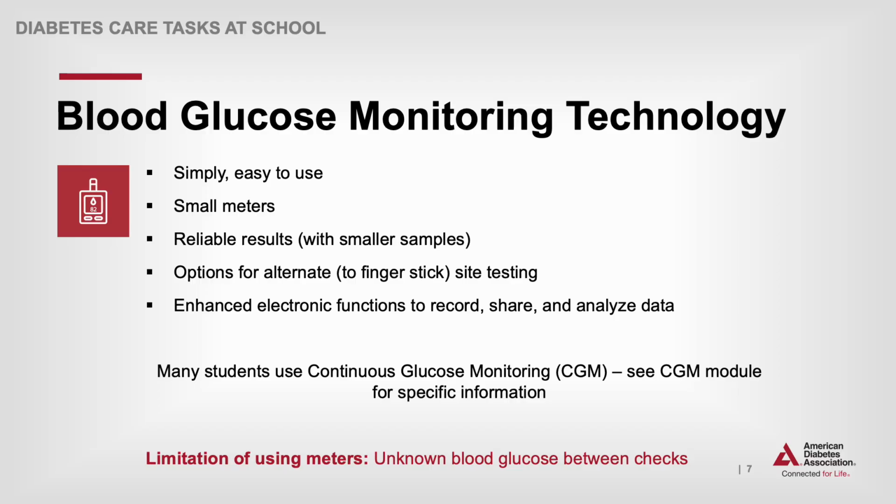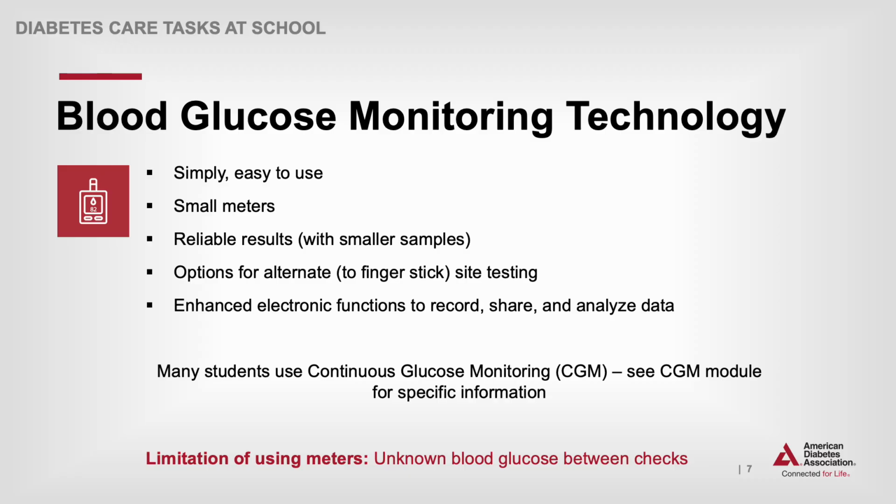Blood glucose monitoring with a meter continues to become more simple and more reliable. The meters have gotten considerably smaller, making it easy for students to carry them from one school setting to another. Additionally, reliability with a very small sample size has improved greatly. Whereas it formerly took a large drop of blood to get a valid blood glucose reading, now the strips actually wick in the blood.